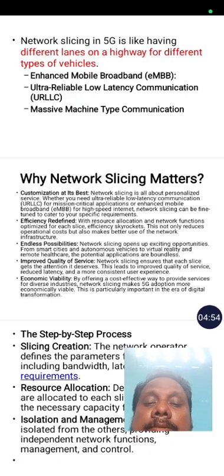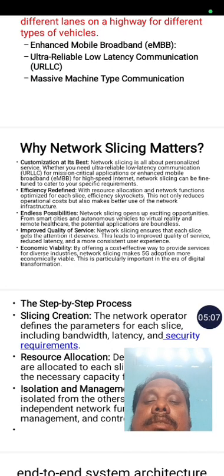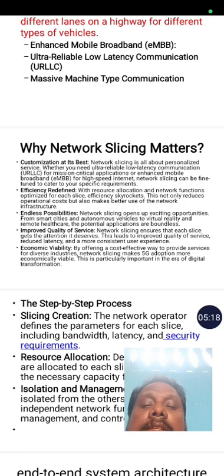Endless possibilities, from smart cities and autonomous vehicles to virtual reality and remote health care. The potential applications are boundless. Improving QoS. QoS, as everybody knows, means quality of service. So by slicing the network data, the quality of services can be improved. Then finally, economic viability. By offering a cost-effective way to provide services for diverse industries, network slicing makes adoption more economically viable. This is particularly important in the era of digital transformation.